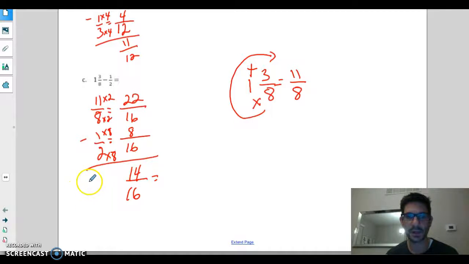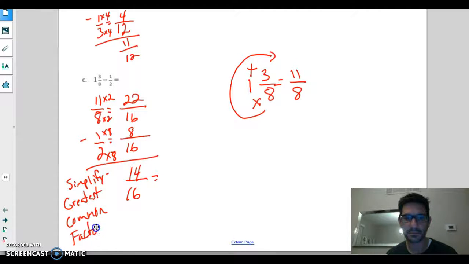The way we do that, to simplify, is you have to find the greatest common factor. So I think of the factors, I'll write it over here. The factors of 14 are 1 and 14, 2 and 7. The factors of 16 are 1 and 16, 2 and 8, and 4.